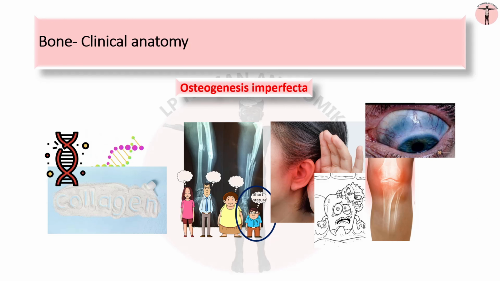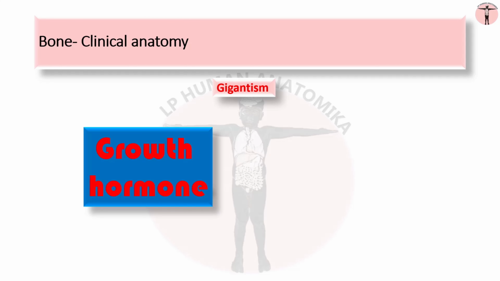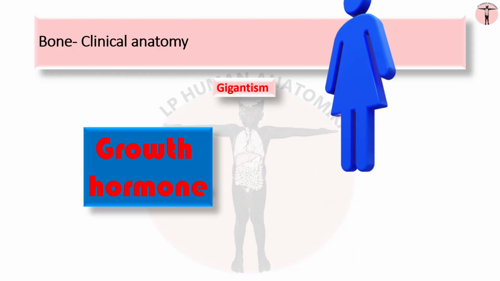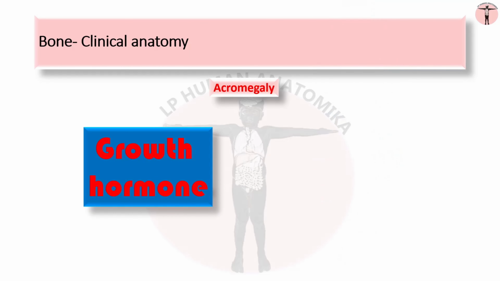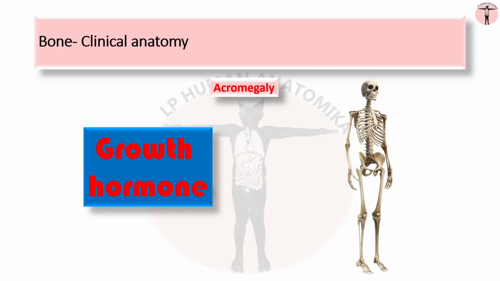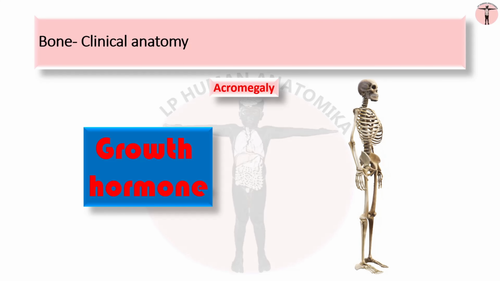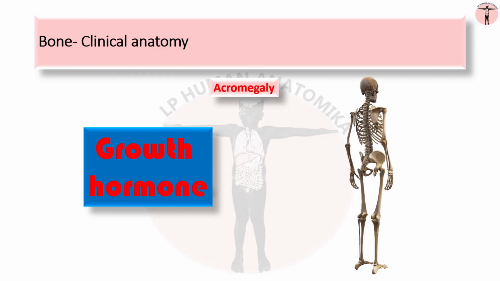Gigantism, childhood hypersecretion of growth hormone by the pituitary gland, causes excessive growth of the individual. Acromegaly, the adulthood hypersecretion of growth hormone, causes overgrowth of bony areas which are still responsive to growth hormone, such as the bones of the face, feet, and hands.